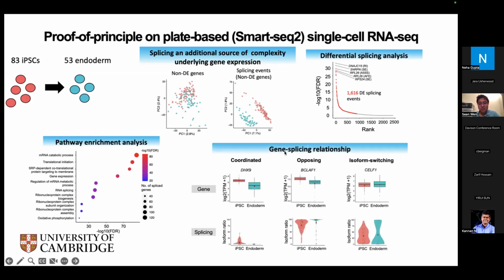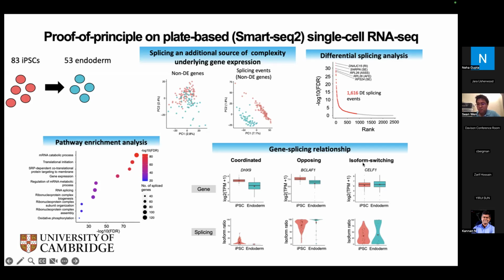And finally, looking at some examples of gene splicing analysis, over here, we will see that the DHX9 gene is downregulated in endoderm cells relative to the stem cells. And for a selected splicing event, this is also true, where it's downregulated in the endoderm cells relative to the stem cells. As for the opposing gene splicing relationship, I've chosen to show here the BCLAF1 gene, where the gene is downregulated in endoderm cells, but the selected splicing event is upregulated in the endoderm cells.